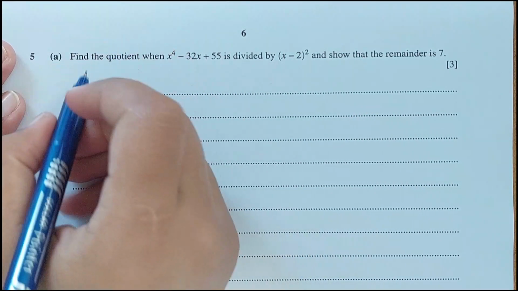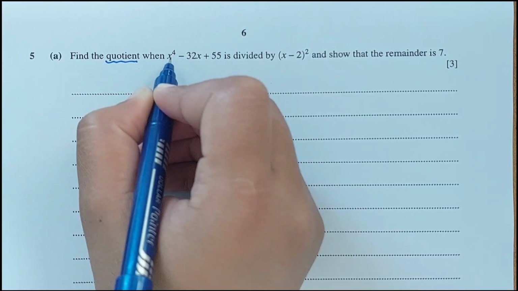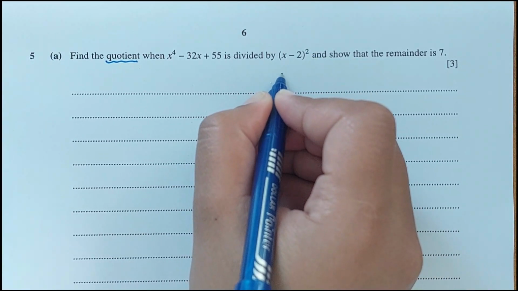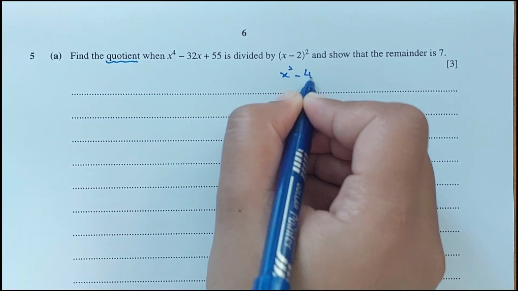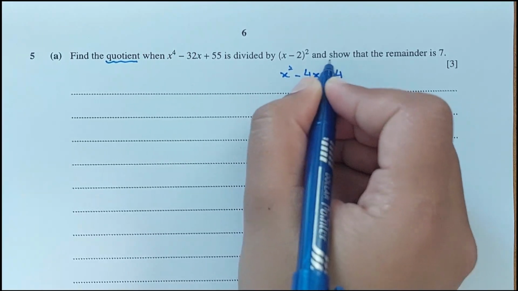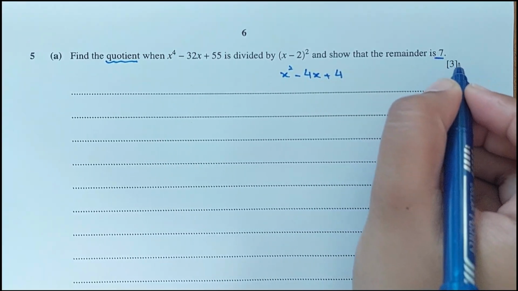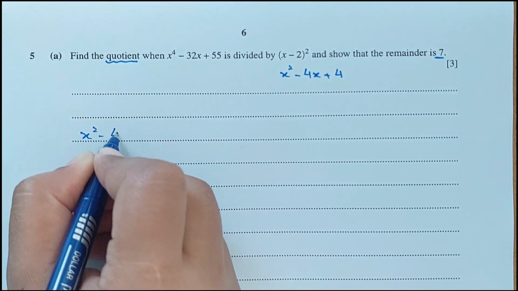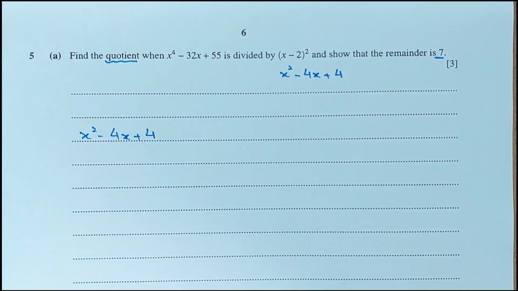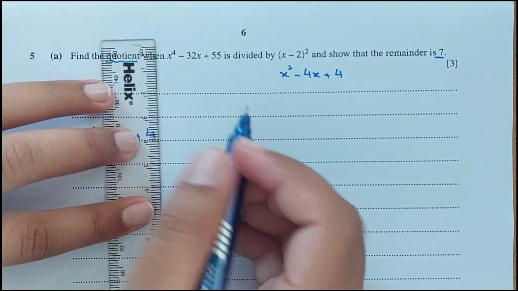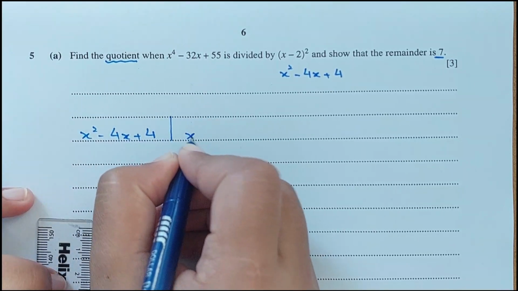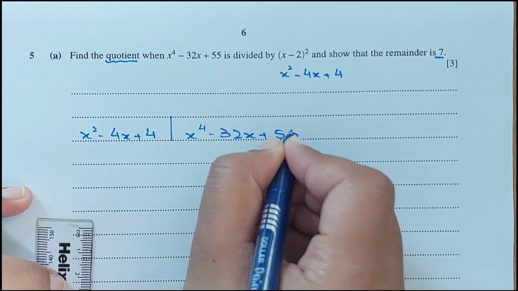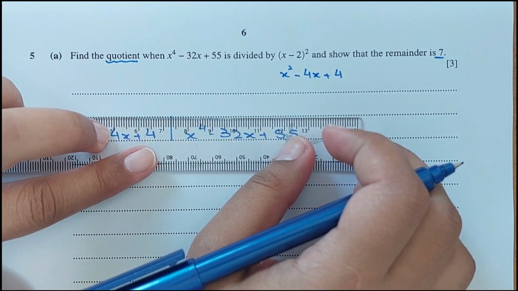Question number 5, part A, find the quotient when the fourth degree polynomial is divided by (x minus 2) whole square, and this is x square minus 4x plus 4, and show that the remainder is 7, right? Let me do the long division method over here. So x square minus 4x plus 4 is the divisor, and the dividend is x^4 minus 32x plus 55, and we need the quotient at the top.